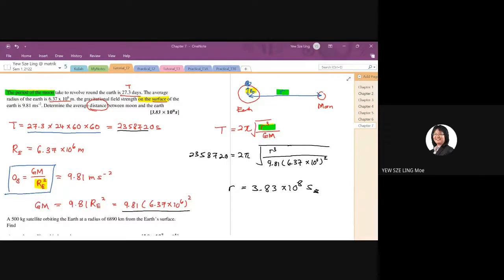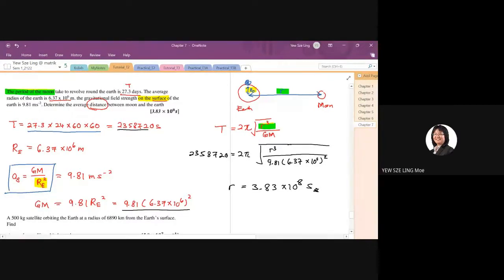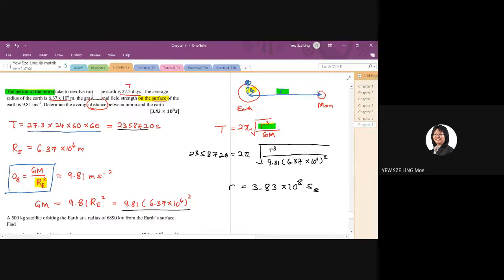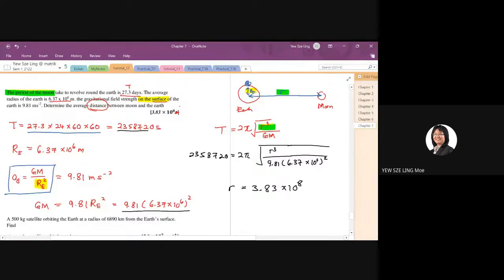Madam, yang R tu dia kena dalam meter kan? R kena dalam meter. Saya tak tukar ke? Aha, okay, saya nampak masalah dia. Thank you very much. The last one. Saya ditipu oleh answer di sini. This is meter. Okay, thank you very much.